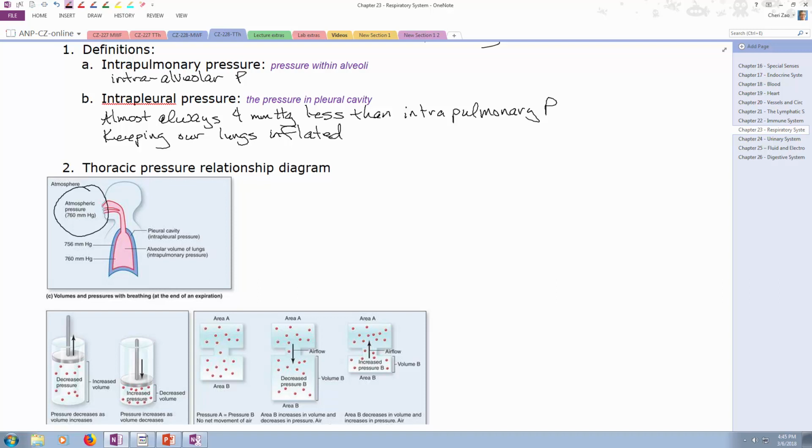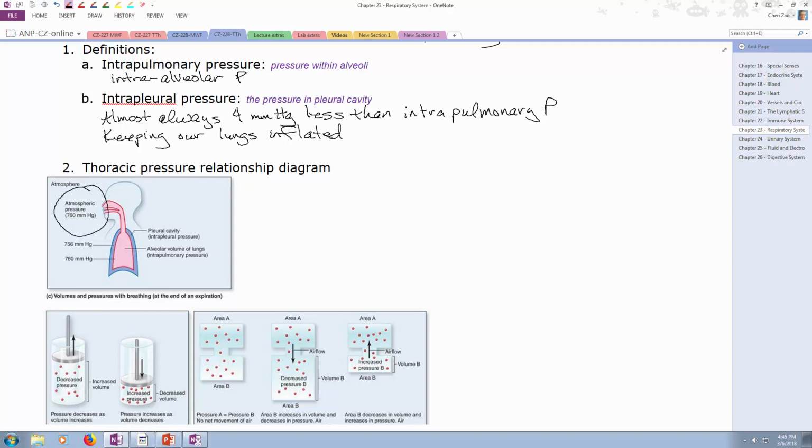Are you guys following me? That 760 millimeters of mercury, if you're not doing anything, if you're just at ambient rest, as long as there is a connection, the gas pressure is the same through everything that's interconnected, all the way down to the alveoli. So when you're just in a stasis kind of situation, all the way at the alveolus, the gas pressure is 760 millimeters of mercury.